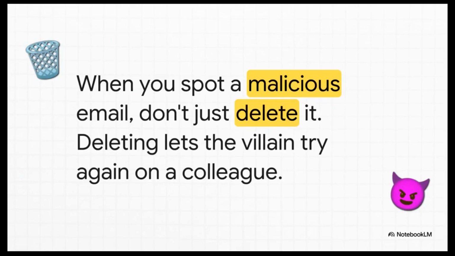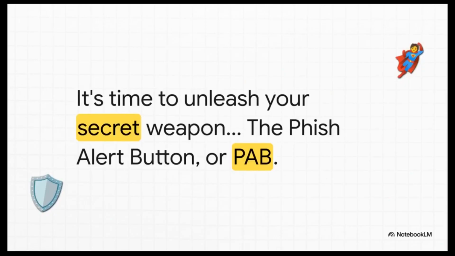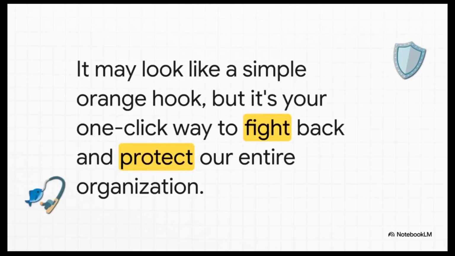Think about it. Just deleting a phishing email is kind of like watching a bad guy get away, only to know he's gonna go try the same trick on your coworker next. Nope, we can do way better than that. It is time to unleash your secret weapon, the Phish Alert button, or as we in the hero business like to call it, the PAB. It might just look like a little orange hook sitting in your toolbar, but believe me, it is so much more than that. This little button is your one-click power move to fight back and protect our entire organization.